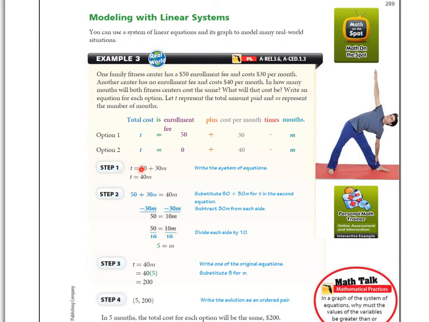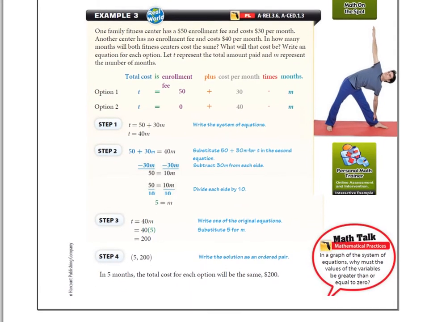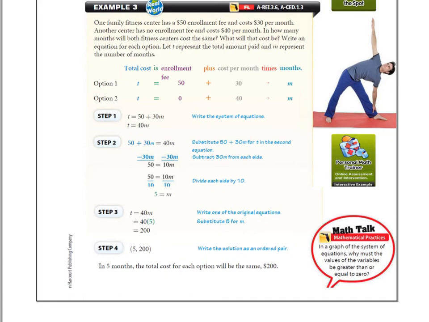Now since we're setting them equal to each other, because we want to know when the cost would be the same, we go 50 plus 30M for the first option, equals the second of 40M, and then solve for M. And then once we solve for M, which is the number of months, we want to know what the cost would be. So we would plug that back in to either one, and the 40M would be the easier one. So 40 times 5 tells us the cost would be 200 when they would be the same. So that means that any month after the 5th month, the first option would actually be cheaper.